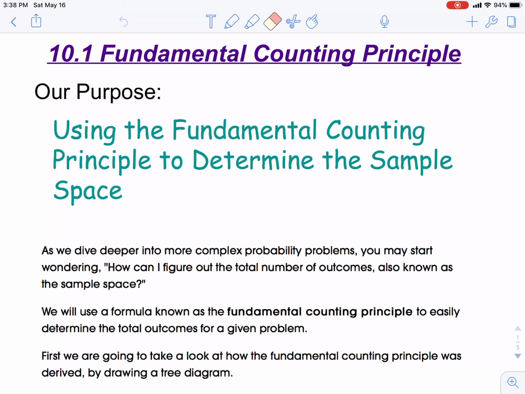Okay, so today we're going to talk about using the fundamental counting principle to determine the sample space, right? That word sample space is the same thing as possible outcomes.